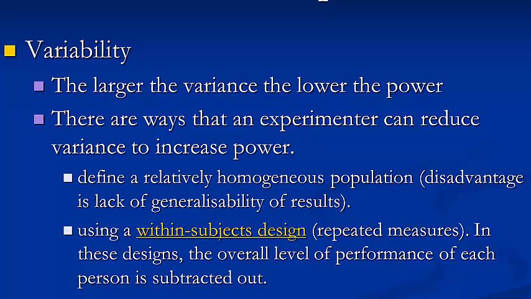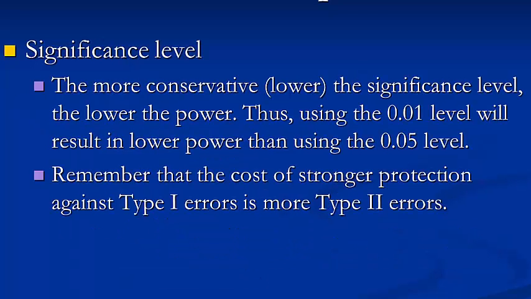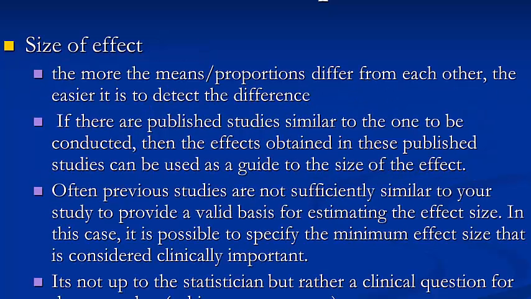Okay, so we spoke about variability. A higher variance or standard deviation will lower the power. There are ways of controlling or reducing your variance, but usually it's not possible. The alpha level we spoke about previously. The effect size, this is the most important thing that you guys have to know about.